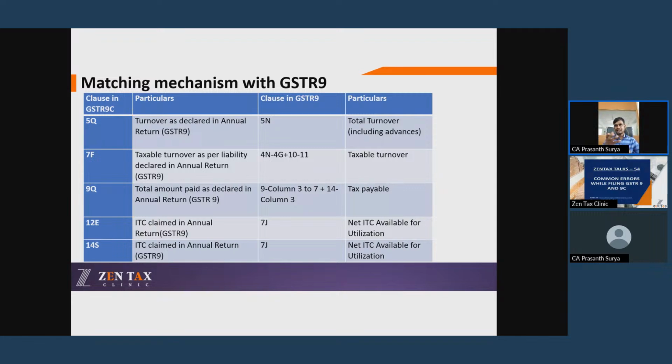We have already seen that there was some relaxation prior to financial year 21-22 with respect to 9C. But I don't see any more relaxations coming from the department with respect to late filing or any other thing. So please try to file the GSTR9 within the deadline and also correctly. I think I have some questions. I'll just jump into the questions here. One minute.